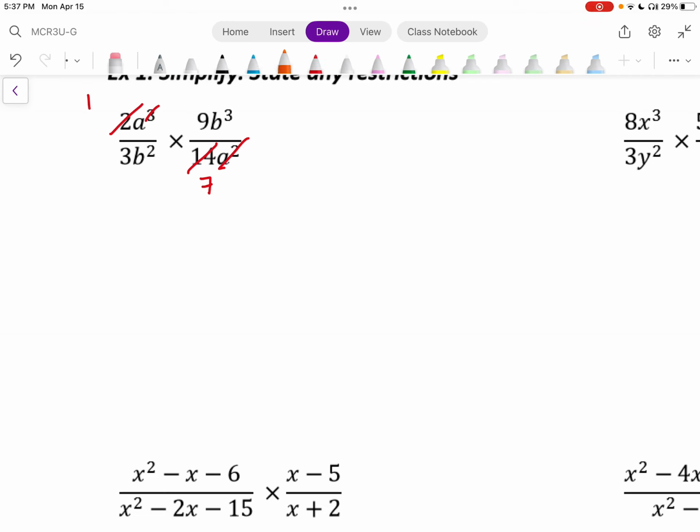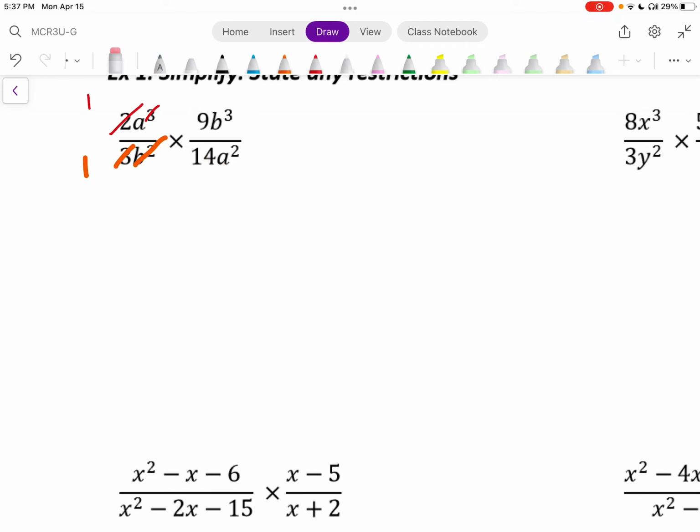Right? The 9 and the 9 here we can get rid of. We can have 1 and 3. B squared cancels out and you're left with 1 here. So I know that what I'm left over with is 1 times 3, a, b divided by whatever's left over on the bottom, which is 7.